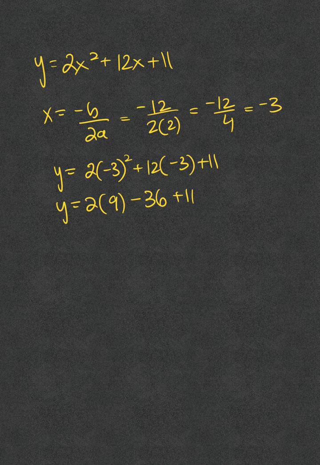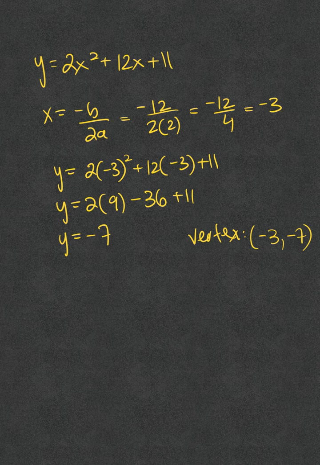Times 9, minus 36, plus 11, and that is -7. And so we have our vertex, which is (-3, -7). And now you can put it back into vertex form.